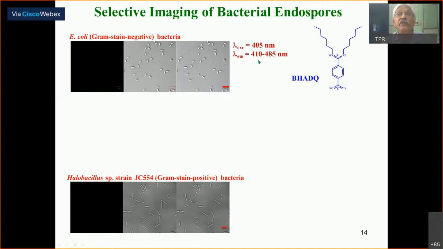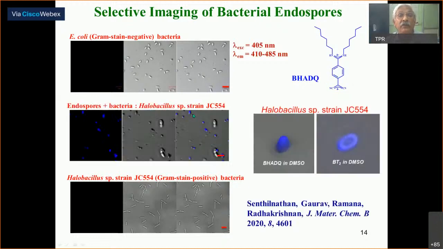We were interested in imaging bacteria, but it turns out that by careful choice of these groups, incidentally, this part, the fluorophore, remains identical all through my lecture. Only this part will be varying. By careful tuning of this, we can make them selective for bacterial endospores, as this picture shows. For example, here the bacteria are not stained, but their spores are stained. And we have some insight into why this happens and so on.